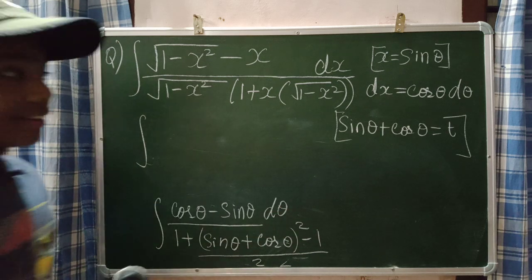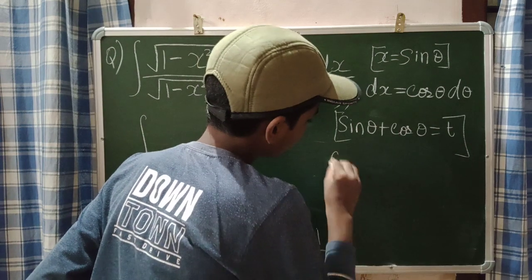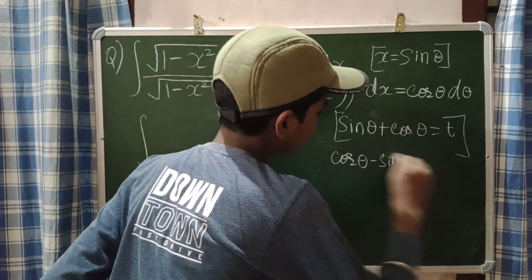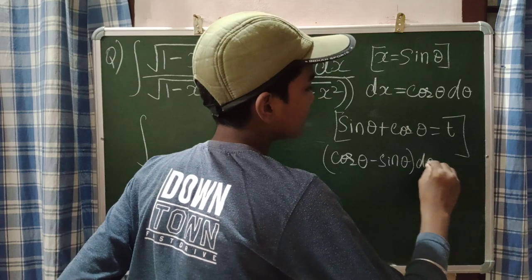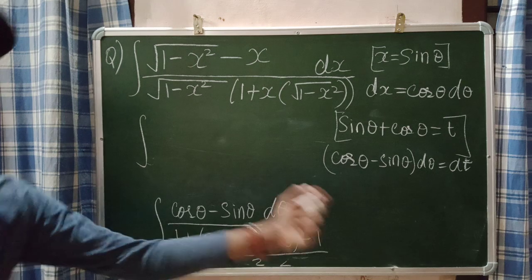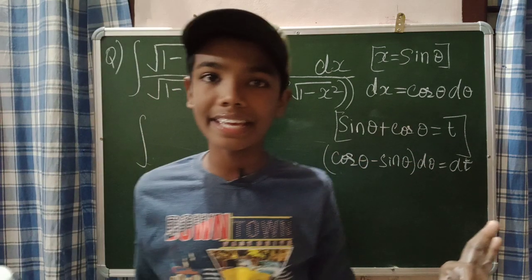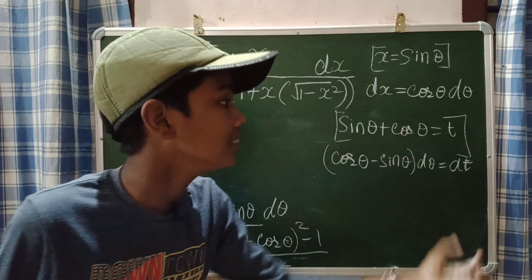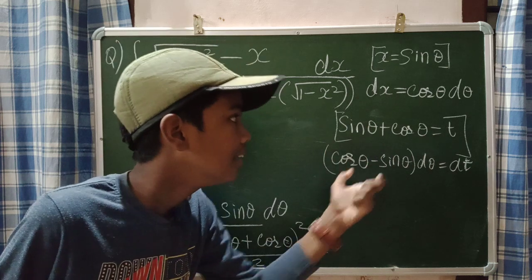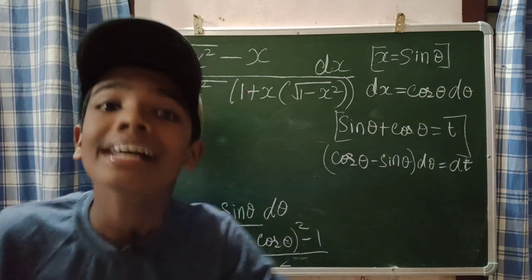Now listen carefully. If sin theta plus cos theta is equal to t, then cos theta minus sin theta d theta will be nothing but dt. Correct, guys? Why? That's because dt is the differentiation of t. The differentiation of sin theta is cos theta, and the differentiation of cos theta is minus sin theta. So they are in sync.